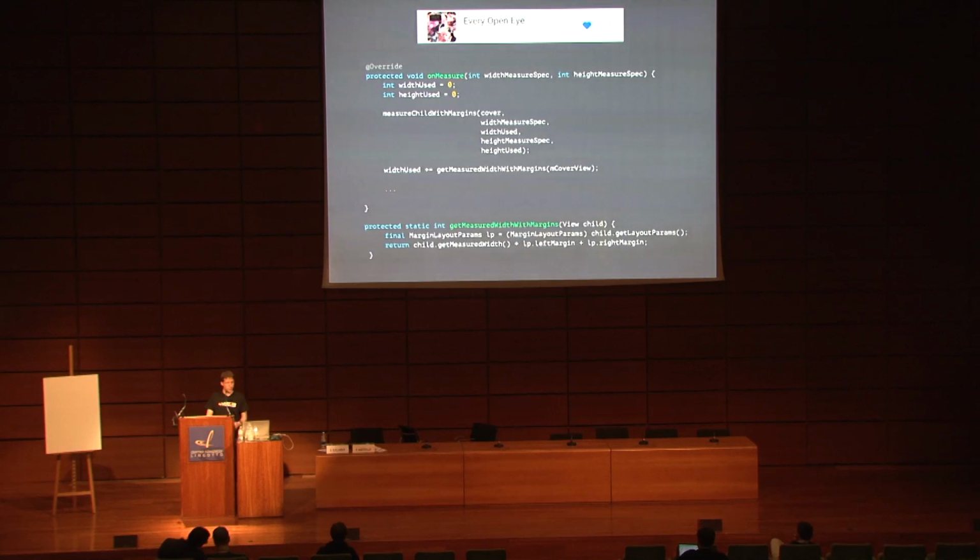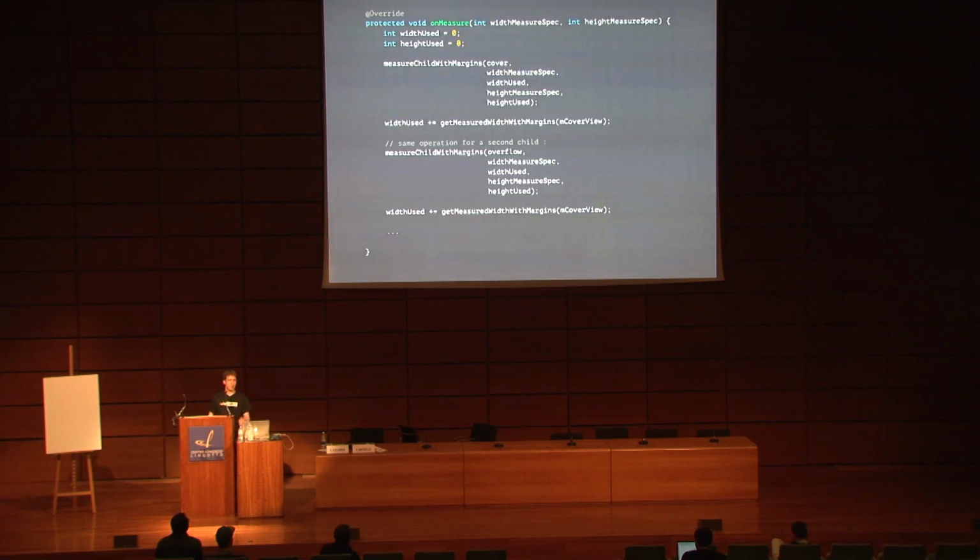We just have to call measureChild with margin, so it's a framework method. And it's very straightforward, so the first argument is a child. The second, the width measure spec that is provided by the method. The third one, the width used so far, so since it's the first view, it's 0. Then same thing for the 8. And once we are done, we are going to count how much width we have used.